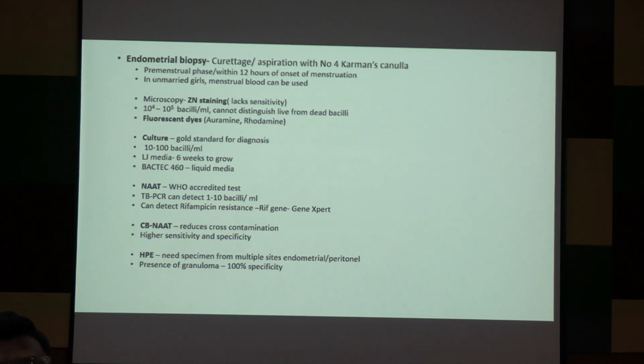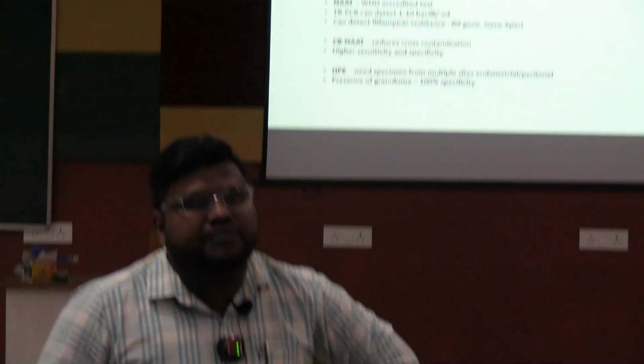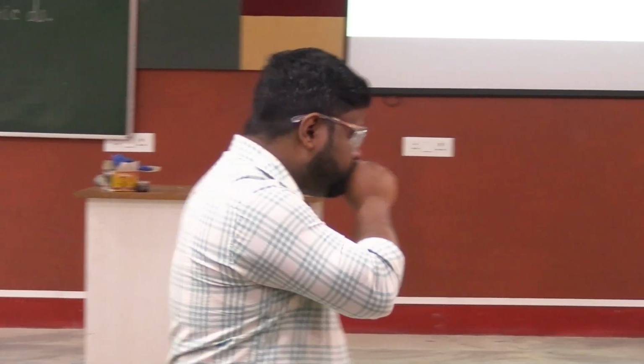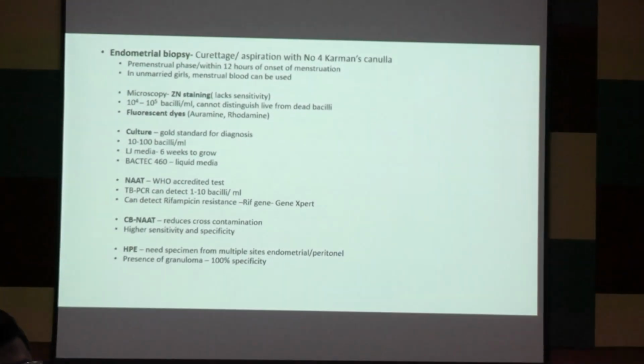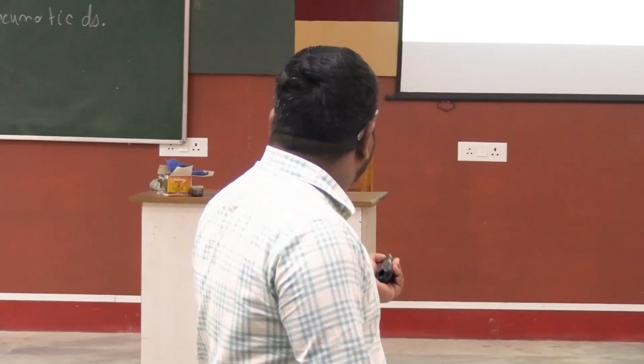The second problem is microscopy, Zn staining cannot differentiate live from the dead bacilli. Old infection ছিল না currently active infection, that cannot be differentiated by the microscopy. So this is the problem of microscopy. But if we find microscopically positive bacilli, it gives a high suspicion of genital tuberculosis and I can start my treatment on this. Number 2 is the culture.